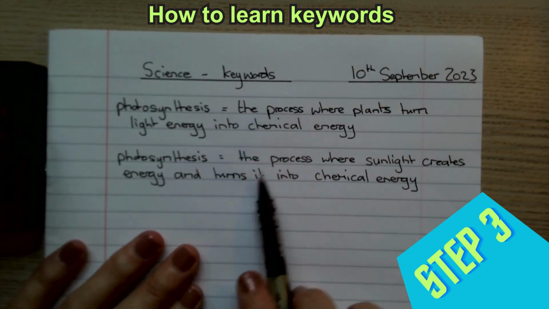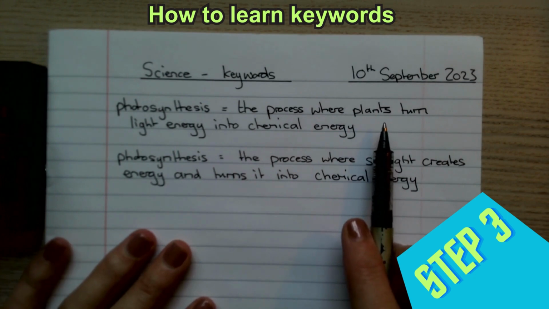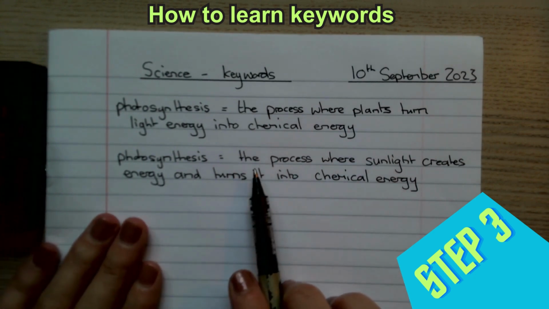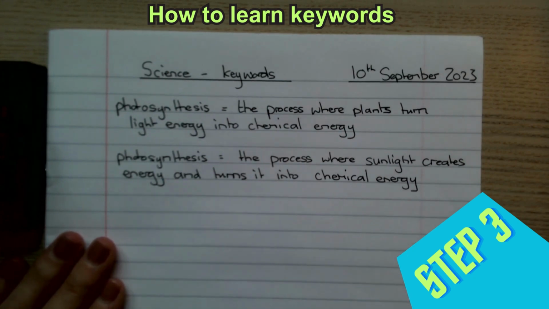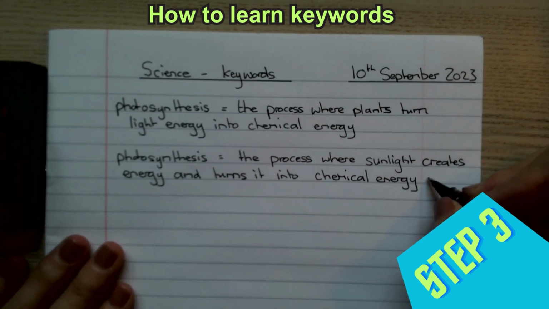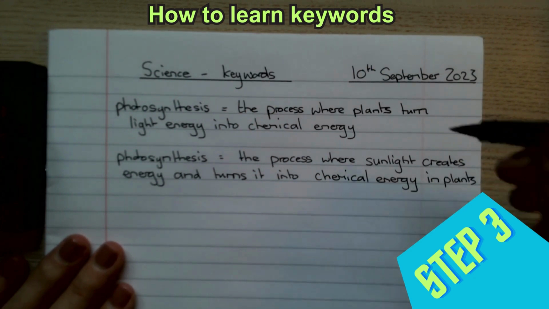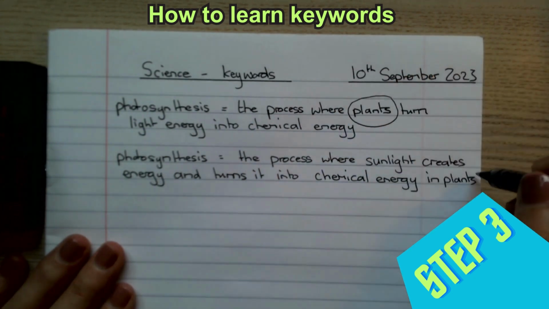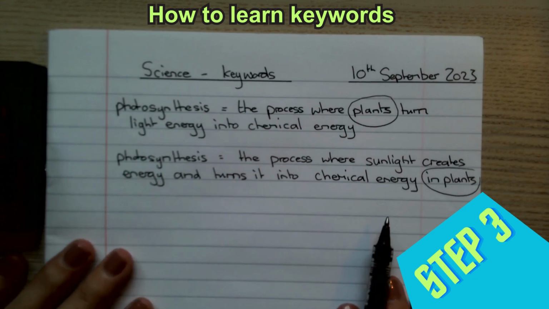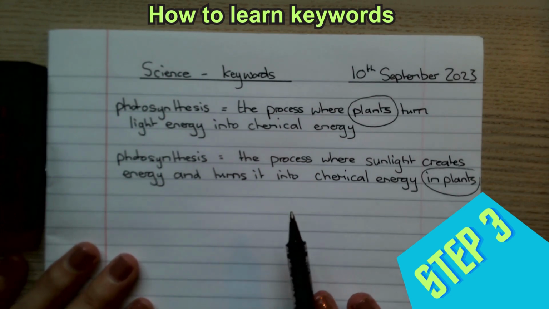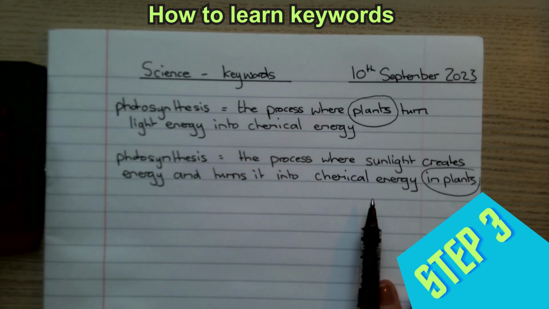So what have I written? The process where sunlight, oh, it's a bit different. I missed out the word plants. So I've put the process where sunlight energy creates energy and turns it into chemical energy in plants. Okay, so that little addition there is the bit that I missed off from up here. And that's how you learn. You learn by repetition sometimes, just going over the same thing and making sure that you've got it accurate and correct in your head. Okay, so that is step 3.